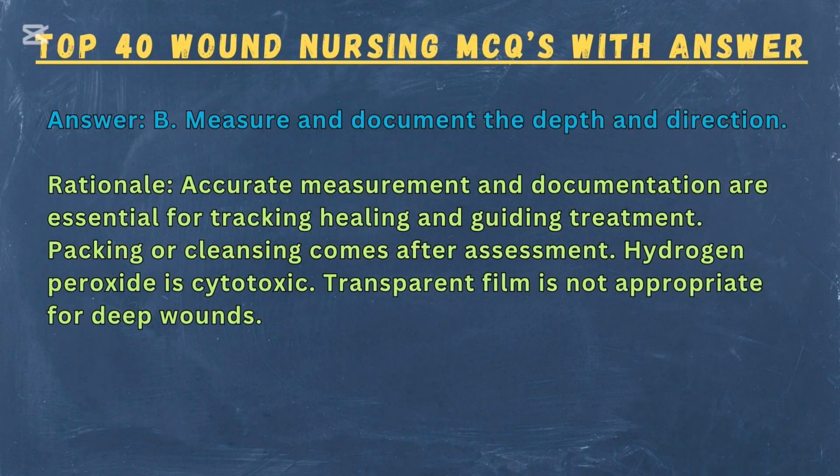Answer. B. Measure and document the depth and direction. Rationale. Accurate measurement and documentation are essential for tracking healing and guiding treatment. Packing or cleansing comes after assessment. Hydrogen peroxide is cytotoxic. Transparent film is not appropriate for deep wounds.